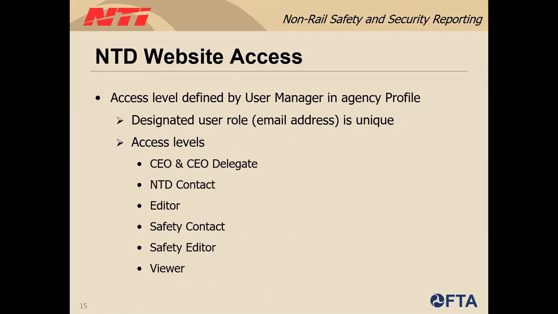The CEO, CEO delegate, NTD contact, and editor have the highest levels of access and full functionality to include NTD annual forms, monthly ridership forms, and safety and security forms. CEOs and CEO delegates can also submit the agency's certification forms as well. There's a certification form for both the annual data and the safety and security data, though they're due at different times.